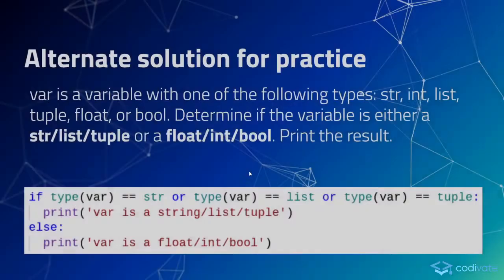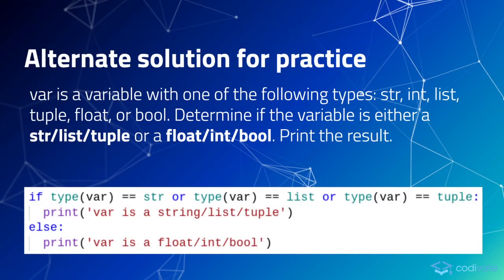All right? So, based on what we learned, we can redo the practice exercise using the type function instead of try and except. We can just check the type of var and see if it is a string, that's what we're doing in this first Boolean expression, or if the type of the var is a list, that's what we're doing in the second expression, or if the type of the var is a tuple. And in that case, we would print var is a string, list, or tuple.